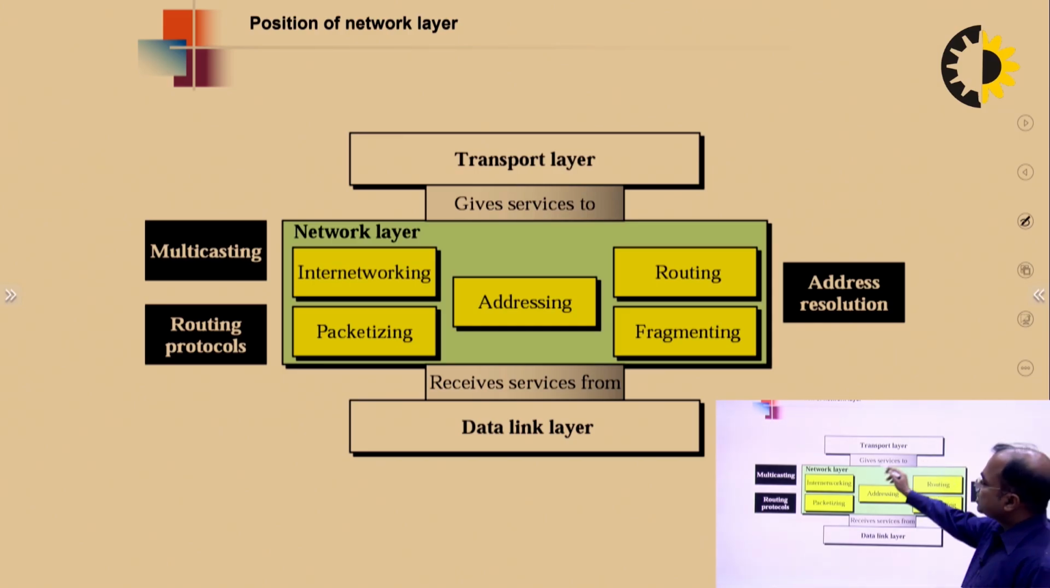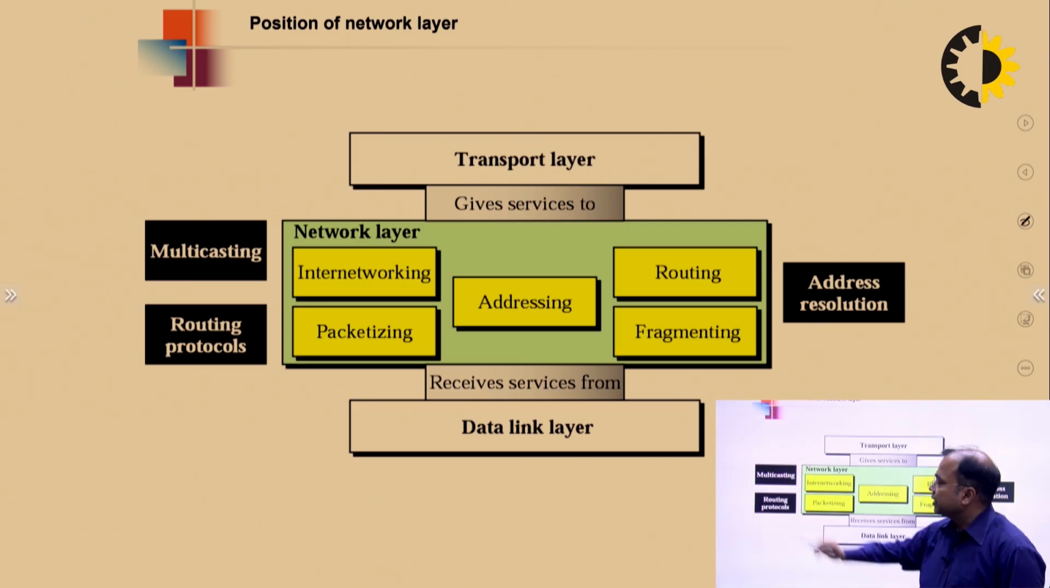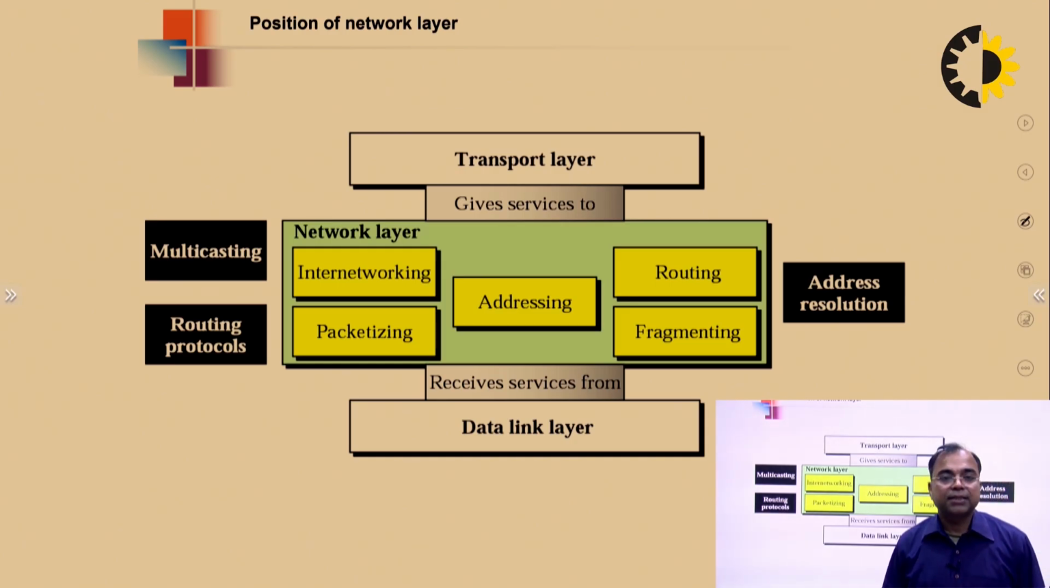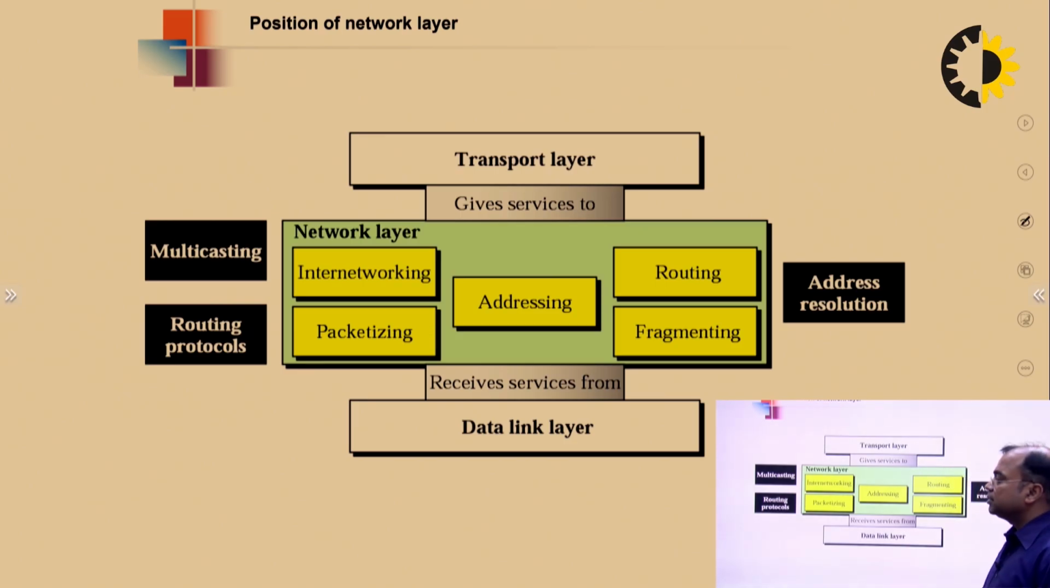In this we can see we have multitasking, routing protocols, and address resolution protocol. These are some very important protocols which we find in the network layer itself. Another important one is internetworking, packaging, addressing, routing and fragmenting. These are some important tasks done by the network layer. The network layer is in between your data link and transport layer. This is the third layer of the computer network OSI model.